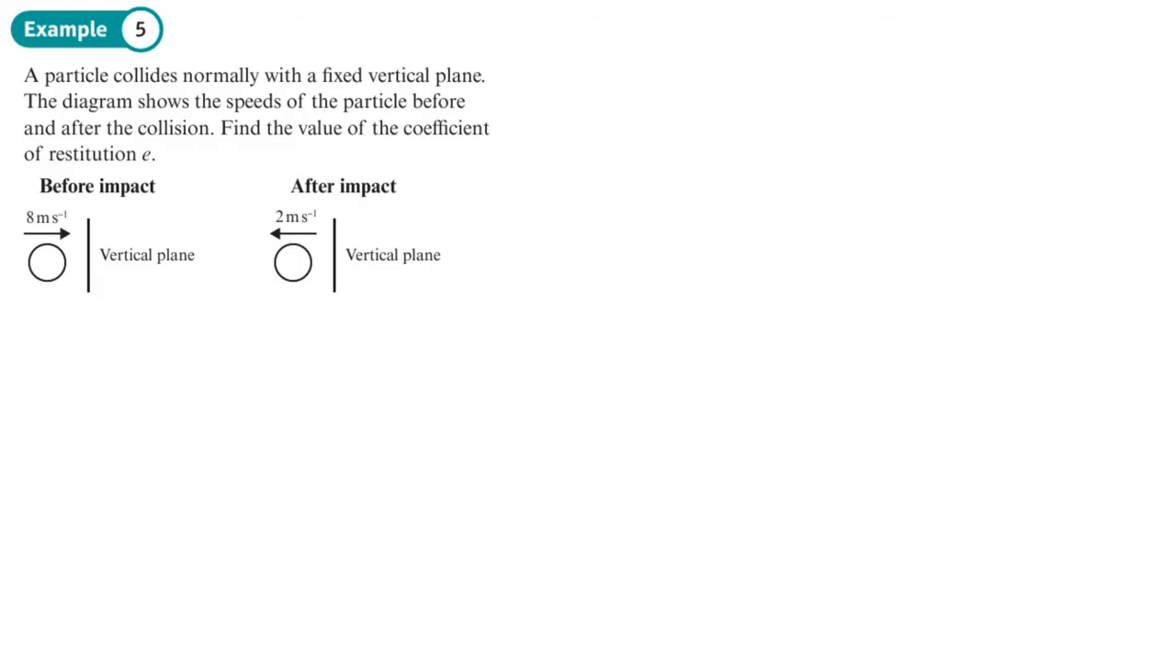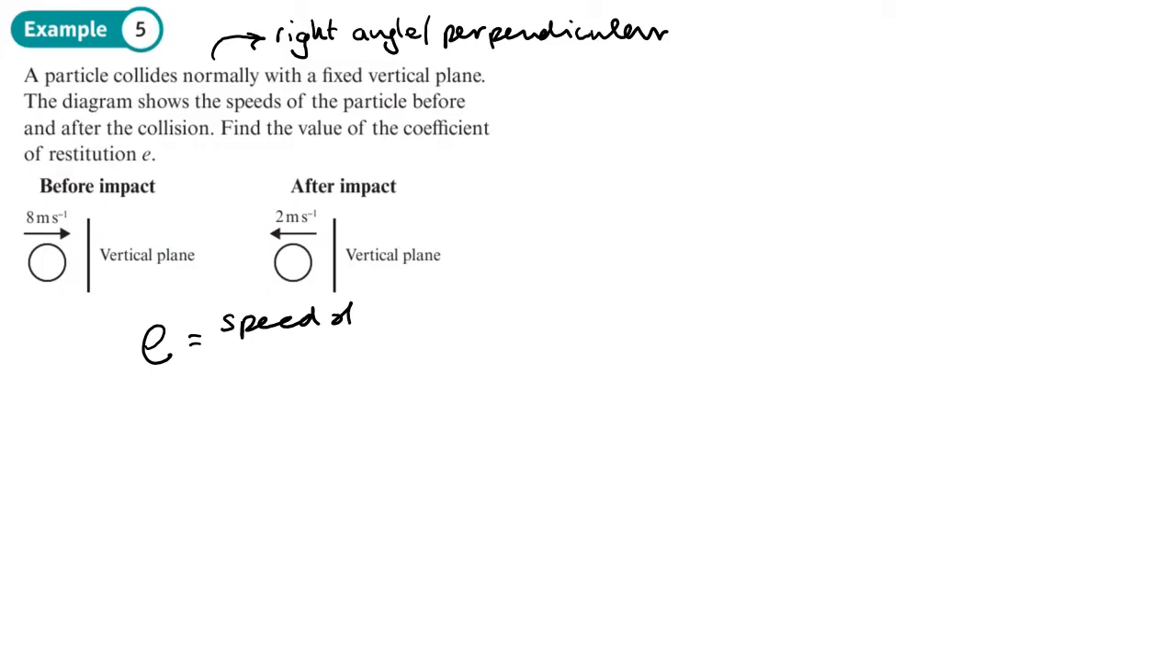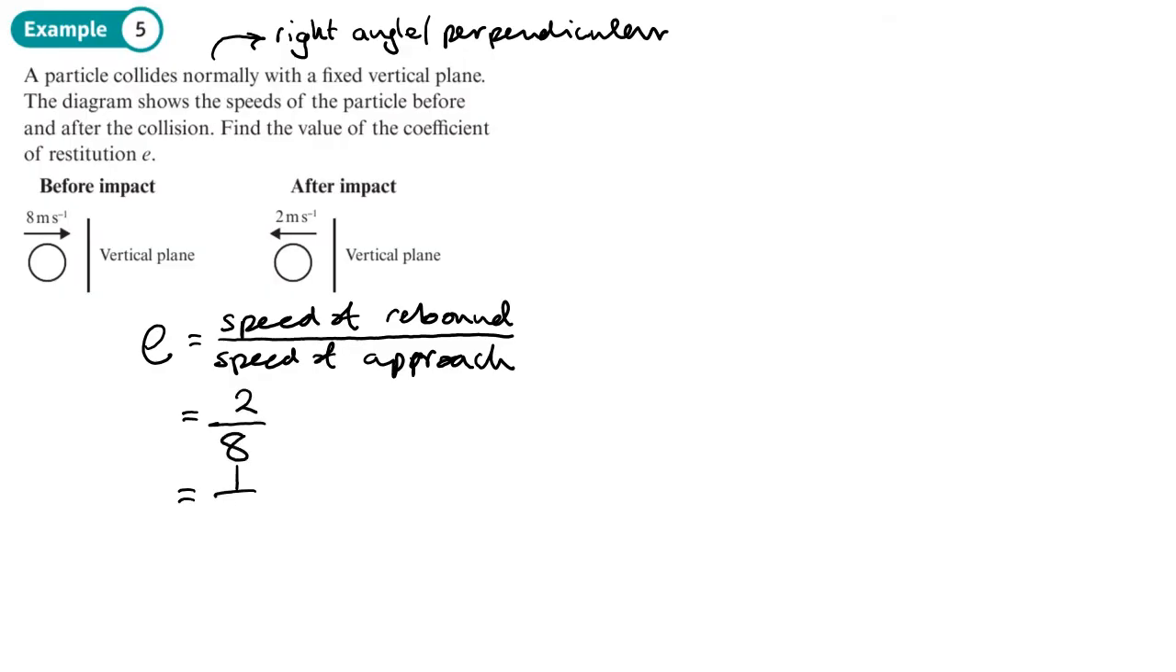Right, a particle collides normally, that means at right angles or perpendicular to a fixed vertical plane like a wall. The diagram shows the speeds of the particle before the collision. Find the coefficient of restitution. Okay, so that's going to be the speed of rebound divided by the speed of approach. So that is going to be 2 over 8. So it's just a quarter. So that is our coefficient of restitution.